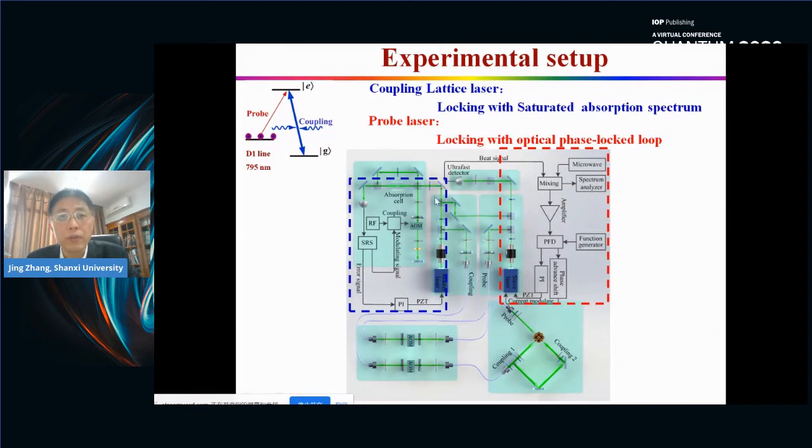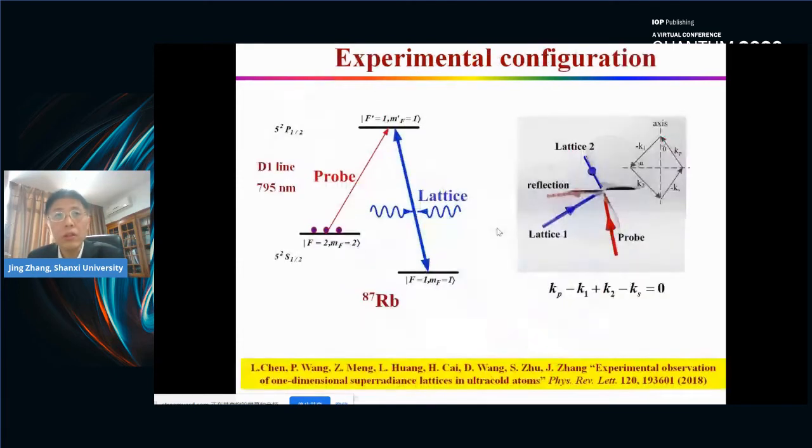Here, the strong coupling laser is frequency locked by saturated absorption spectroscopy to the D1 line. The intensity and frequency of the coupling laser are controlled by AOM. The probe laser is locked to the coupling laser by an optical phase locked loop, so the frequency of probe light can be adjusted precisely over a large range. A pair of strong coupling laser beams with an intersecting angle forms the optical lattice. The incident angle of the probe laser must satisfy the phase matching condition in order to obtain superradiance enhanced directional scattering.